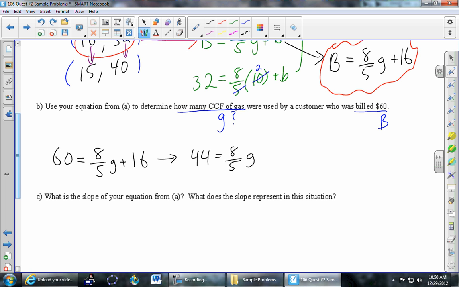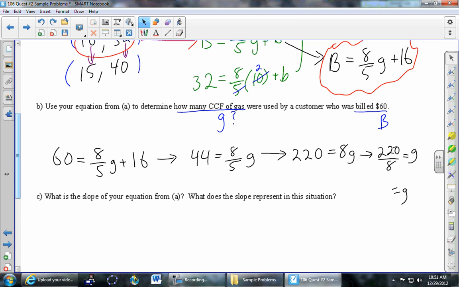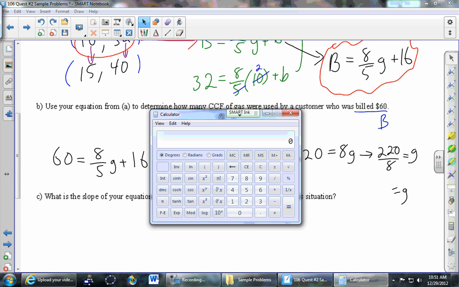We're going to clear the fraction by multiplying both sides by 5. So 5 times 44 is 220. 5 cancels on the right and gives me just 8G. And then finally divide by 8. And when we divide by 8, we'll just do it on the calculator here. So 220 divided by 8, 27.5.